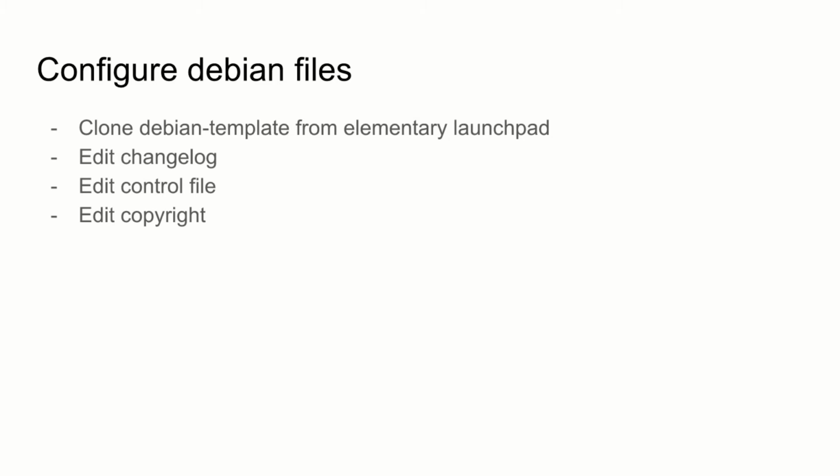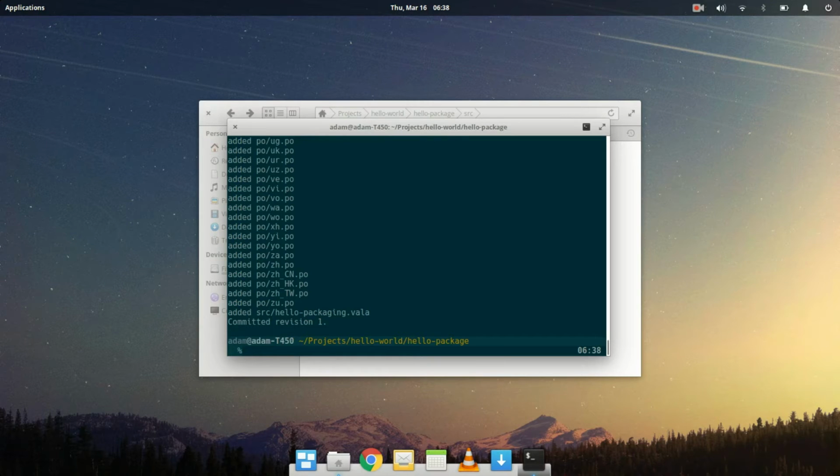Next, we'll configure our Debian files. So to do this, we're going to clone the Debian template from the elementary Launchpad repository. Then we're going to edit the changelog and edit the control file and edit the copyright file. And now I want to clone down the Debian template that elementary provides.